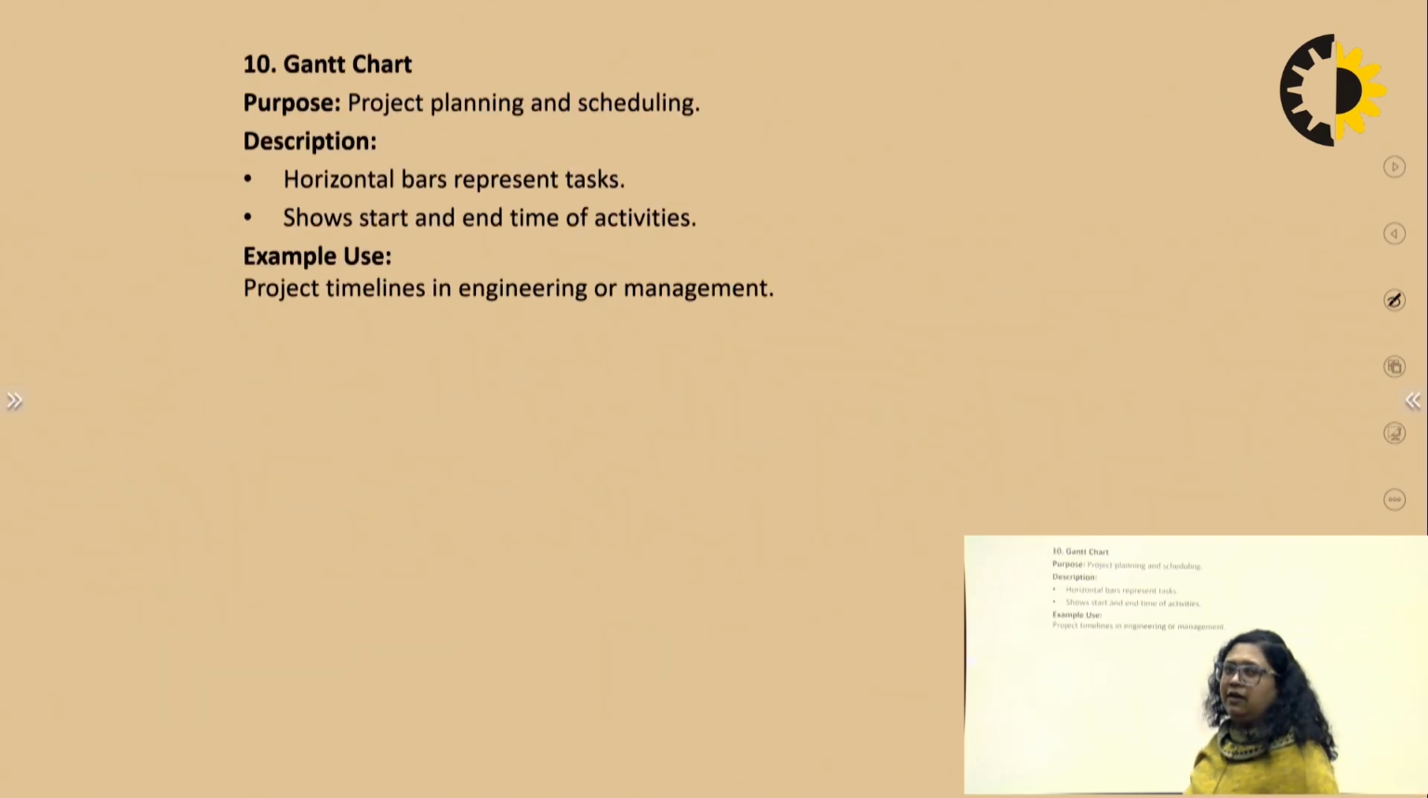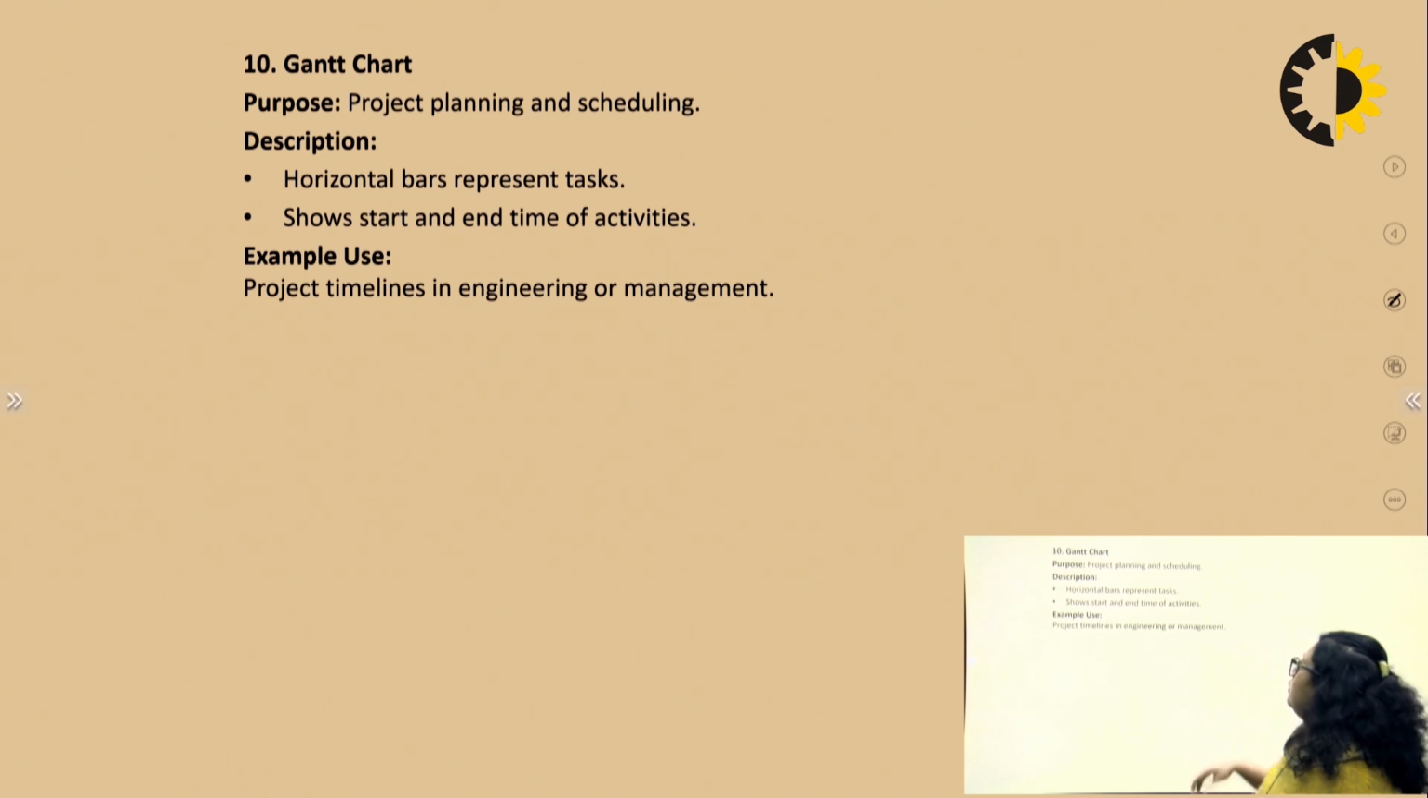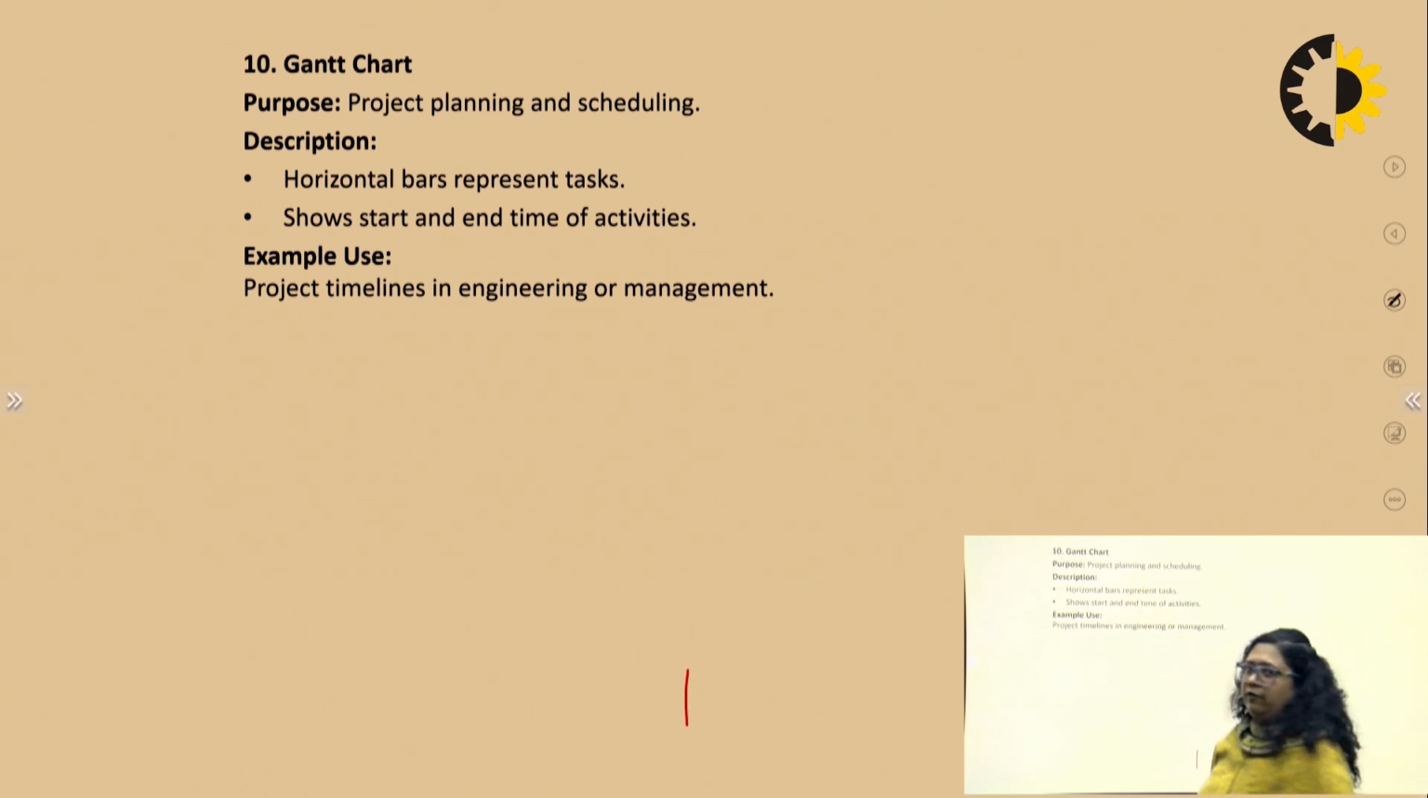So last in the row is Gantt chart. Why is Gantt chart used? We all make projects and we plan the projects and schedule them. So Gantt chart is basically used for project planning and scheduling. In the description of Gantt chart, horizontal bars represent tasks and it also shows the start and end time of the activities. An example of Gantt chart is project timelines in engineering or management.